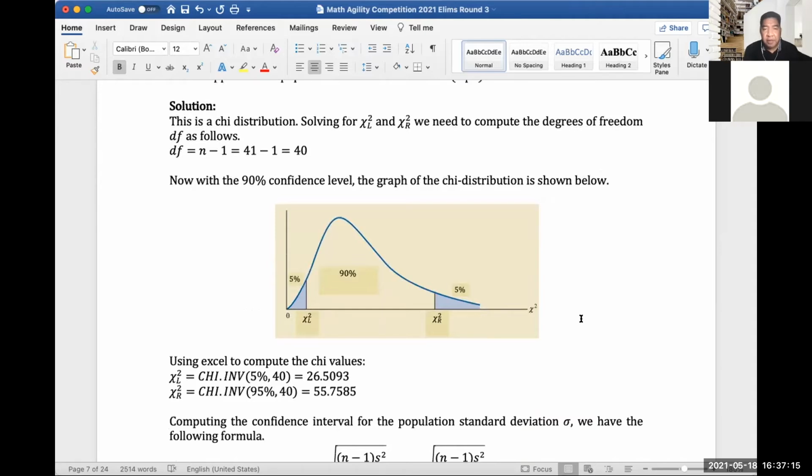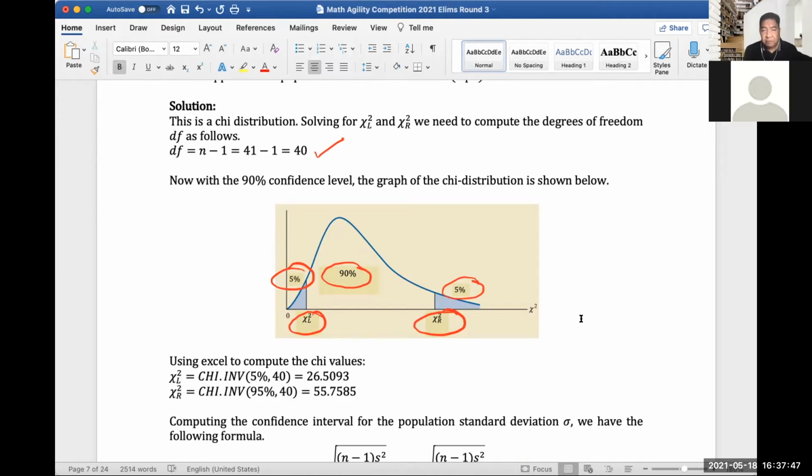degrees of freedom. So we have 41 minus 1, it's 40 degrees, right? So chi-squared left and chi-squared right, which are the test statistics shown in the graph here. We see that it's not a normal distribution. We have also been given a 90% confidence level. So that's the middle of the curve. Of course, on the other ends would be 5% each. So 5% here and 5% here.